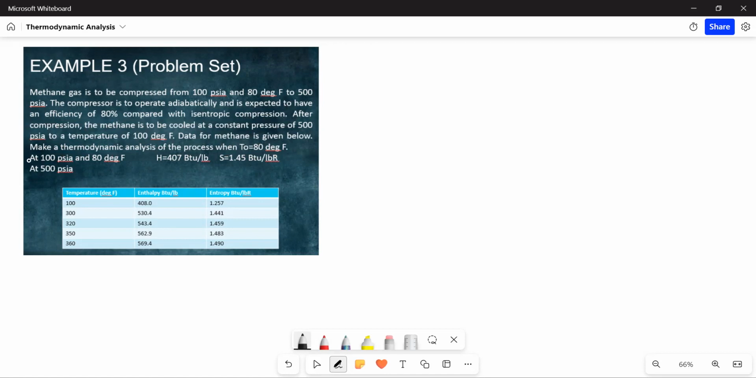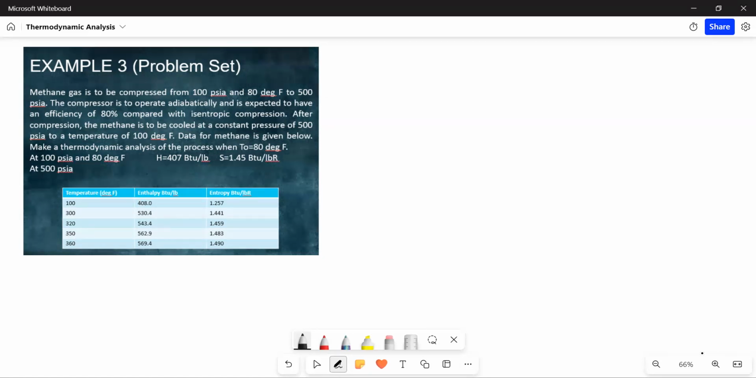And also, this is given at 100 psia and 80 degrees Fahrenheit. The enthalpy of methane is 407 BTU per pound. The entropy is 1.45 BTU per pound Rankine. And at 500 psia, this table is given. So, wait, not at 500 psia. Yeah, correct. At 500 psia, the enthalpy and entropy at different temperatures are given.